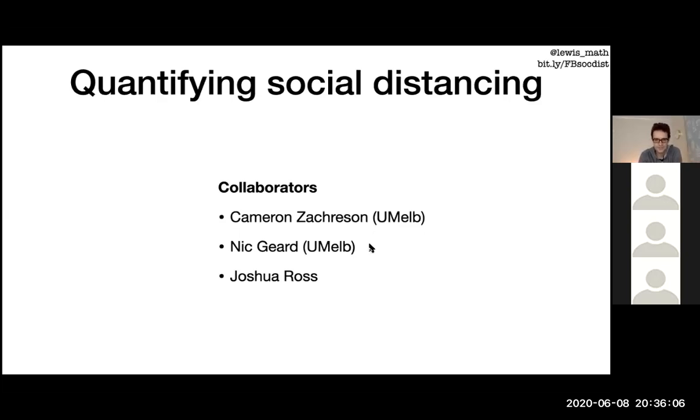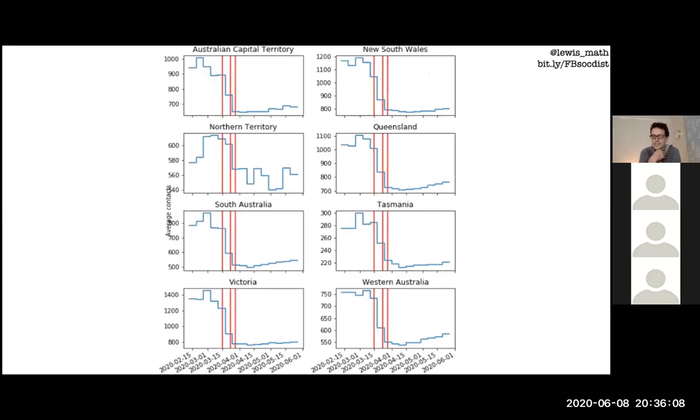Okay, so Facebook's released some data, and we've done some things with it. Here's a picture that is my best go at quantifying social distancing in Australia. The three red lines are when the Prime Minister made various announcements, locking down to various degrees. The first red line is the 500-person announcement, then the 100-person, and then essentially 10 people in a house.